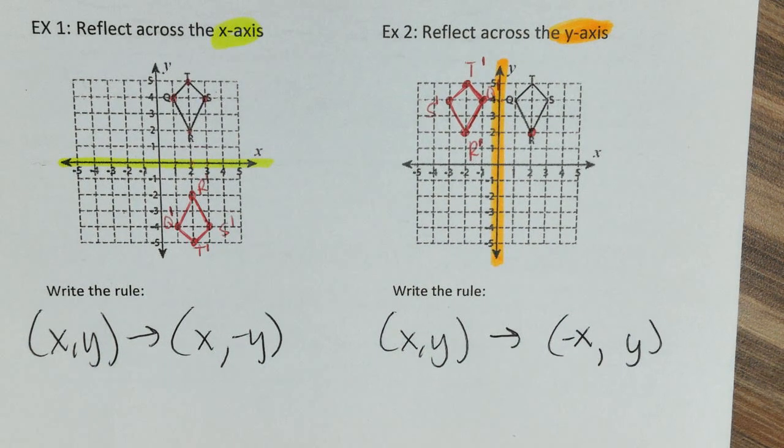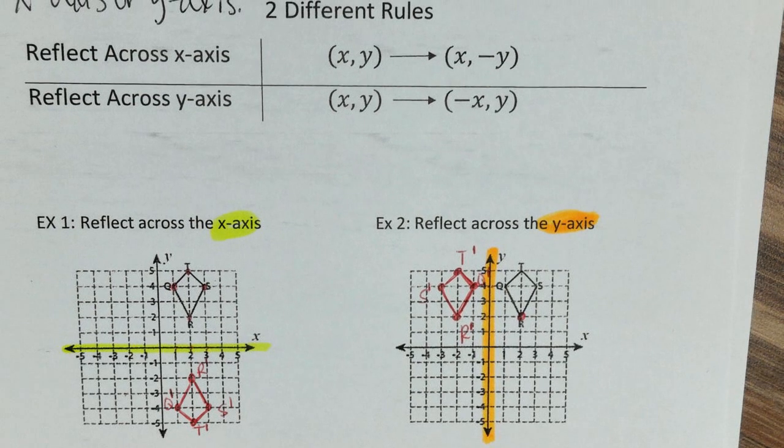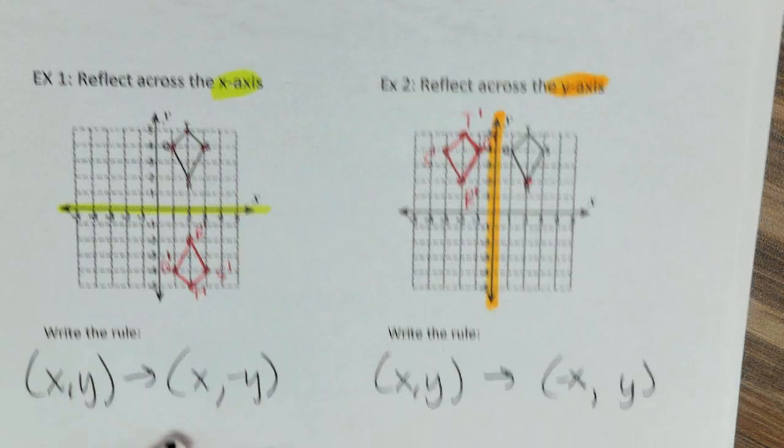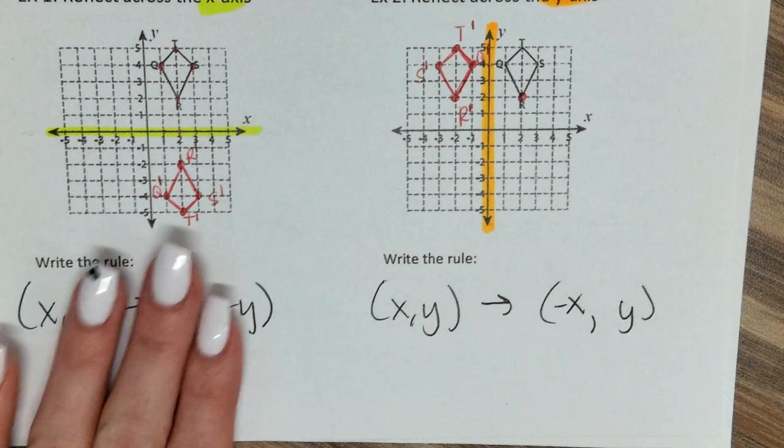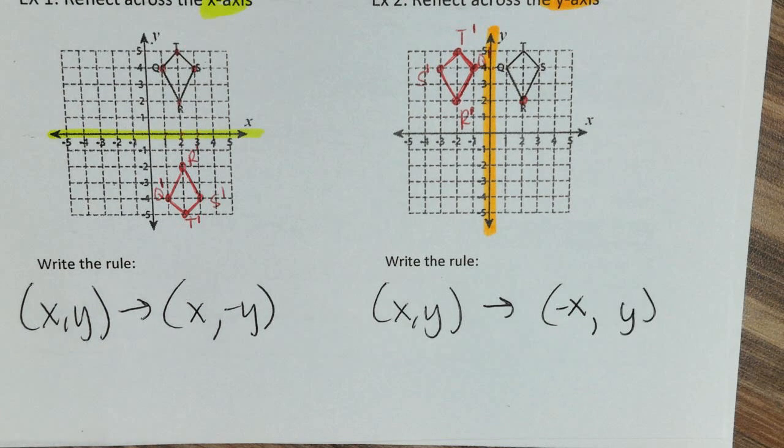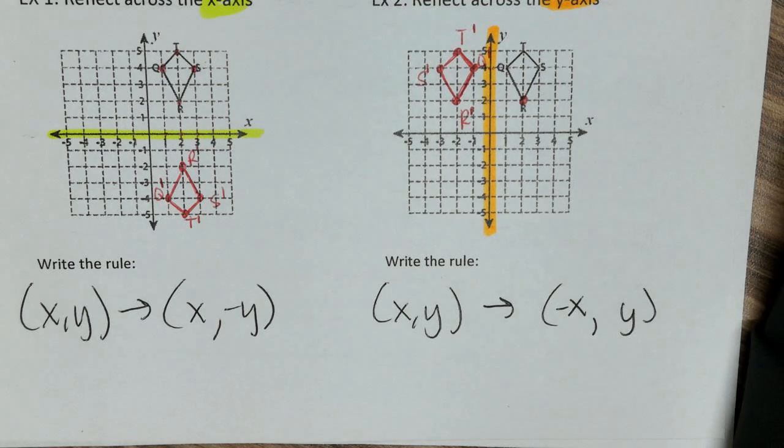How do y'all feel? Good? Okay. Your assignment will be posted in the Google Classroom. Guys, listen to me. Your answers for rules will either be this one or this one. There's only 2 rules that will work. Make sense? You don't have to plug in numbers. It's just when you reflect across the x-axis, the x stays the same, and the y becomes opposite. When you reflect across the y-axis, the y stays the same. Very good. All right, let me get it posted for you.